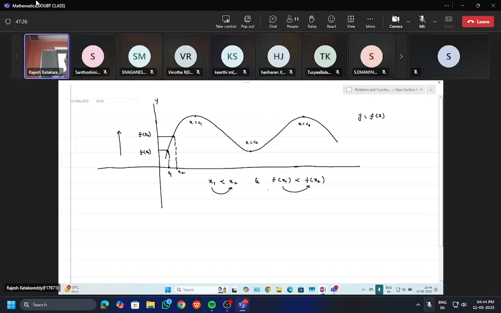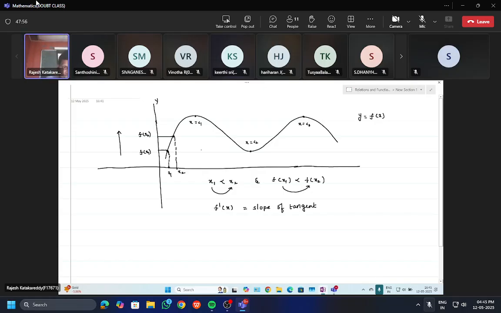Now, how to prove that f dash is greater than 0? I hope you studied in 11th grade. We can say that f dash of x is equal to the limit as x approaches c. I can say that f dash of x is equal to the slope of the tangent.